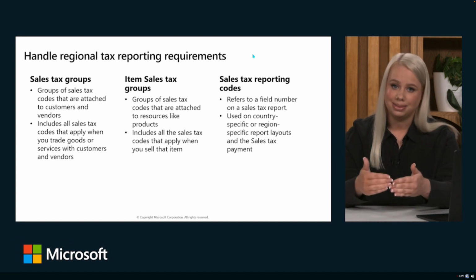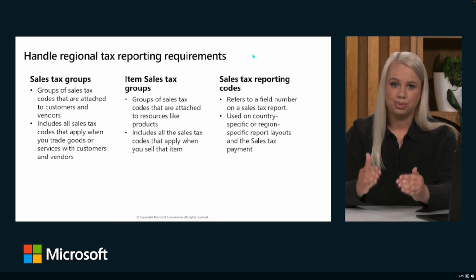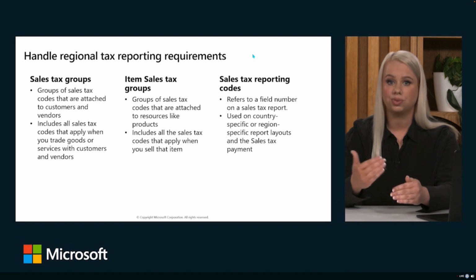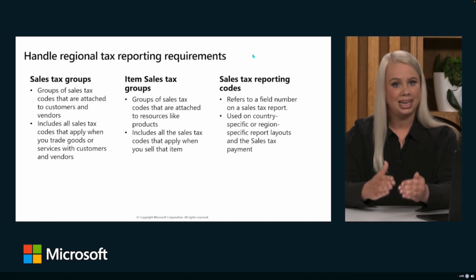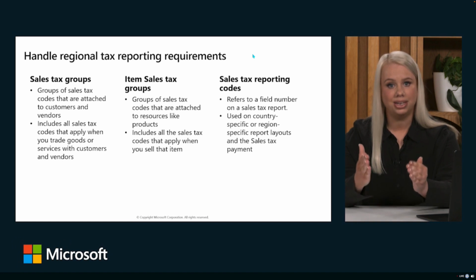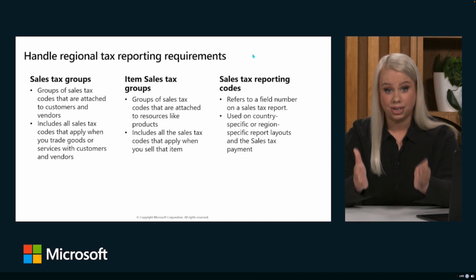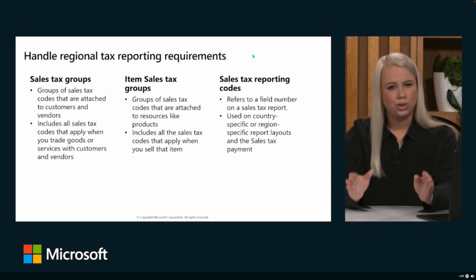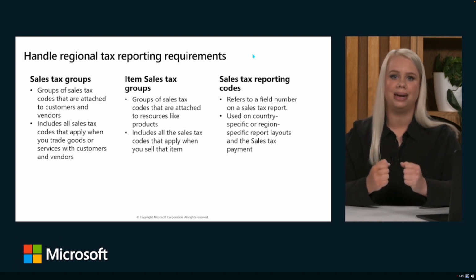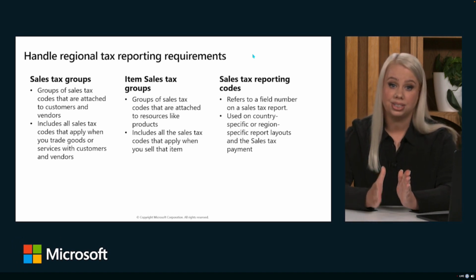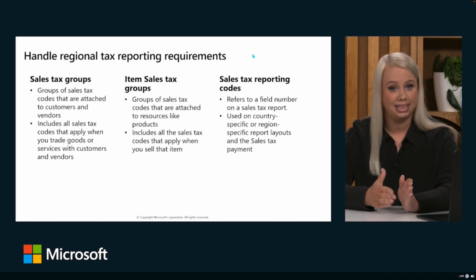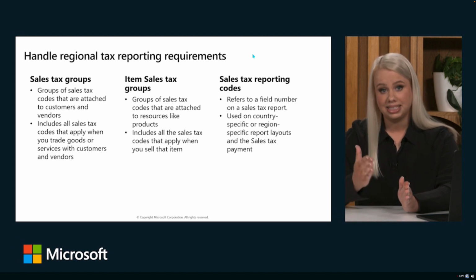Then we have item sales tax groups, which are groups of sales tax codes that are attached to resources like products, and the sales tax codes of the assigned group apply when the item is sold. One thing I want you to take in and really remember is that for every transaction where sales tax needs to be calculated and posted, it must have both a sales tax group and an item sales tax group selected.